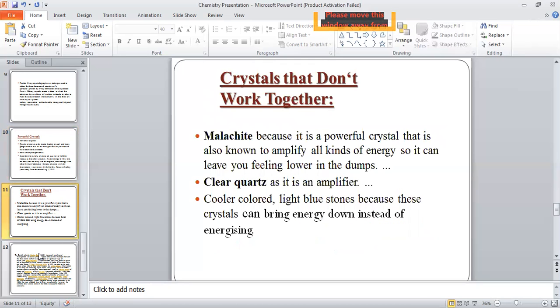Crystals that do not work together. Now we can study the crystals that do not work together, and the reasons why they do not work together.